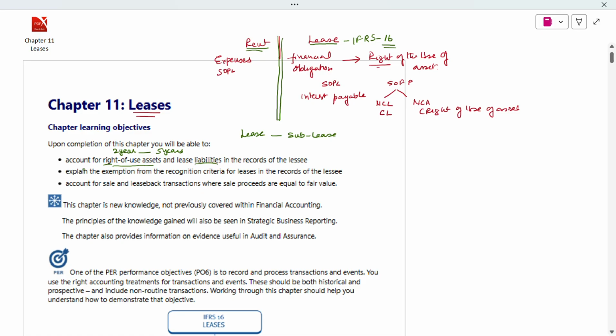What is the amount you have to pay? What are the exemptions and recognition criteria for leases in the records of the lessee? How should it be treated?